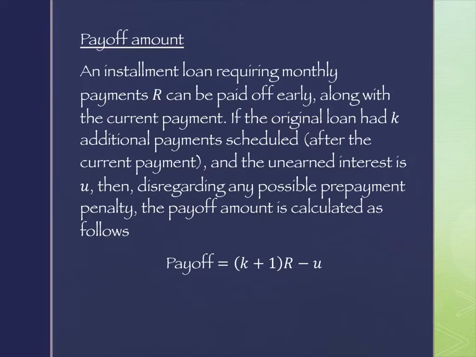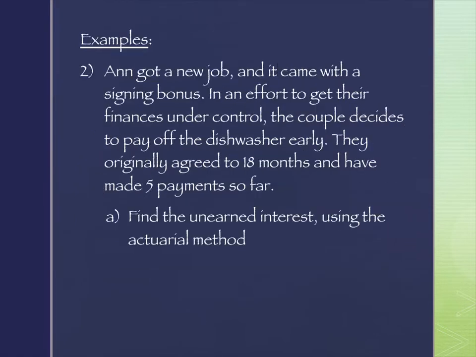So we calculate this by taking K plus 1, the number of payments you have left plus 1, multiplying it by the regular payment amount, and then subtracting the unearned interest that I described how we got on the slide before. Okay? All right, so we have Anne.